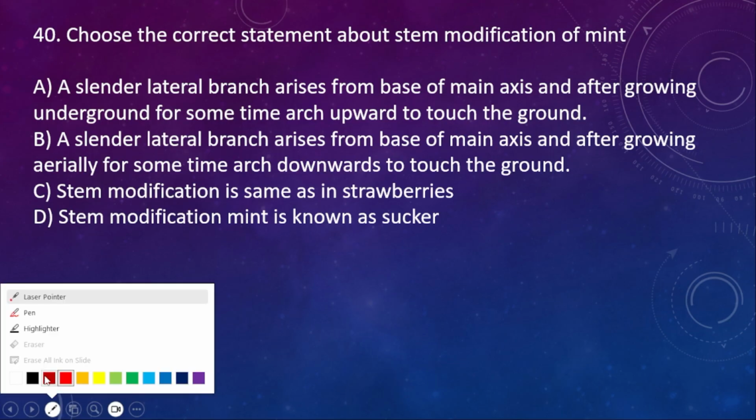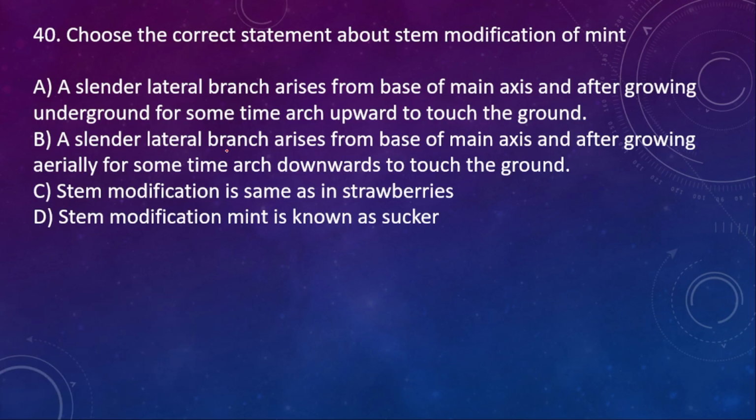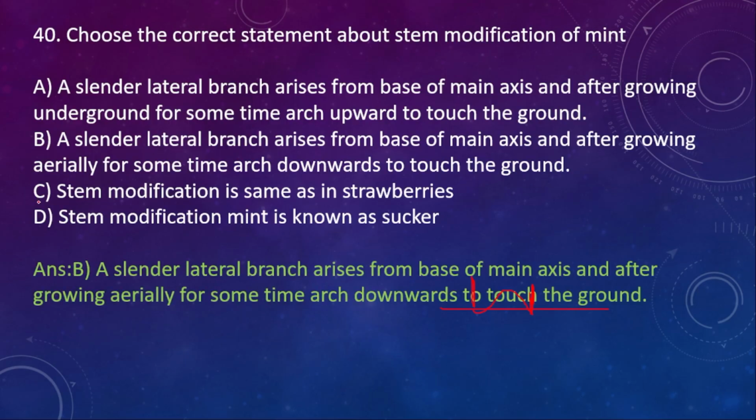Means what? If I say a slender lateral branch arises from the base of the main axis, this is the main plant, just imagine, and this is the ground. If the lateral branch arises from the base of the main axis, after growing aerially for some time, it arches down and touches the ground, and here what happens is a new mint plant is formed. This kind of stem modification is shown in the mint plant. So here the right option is option B itself.